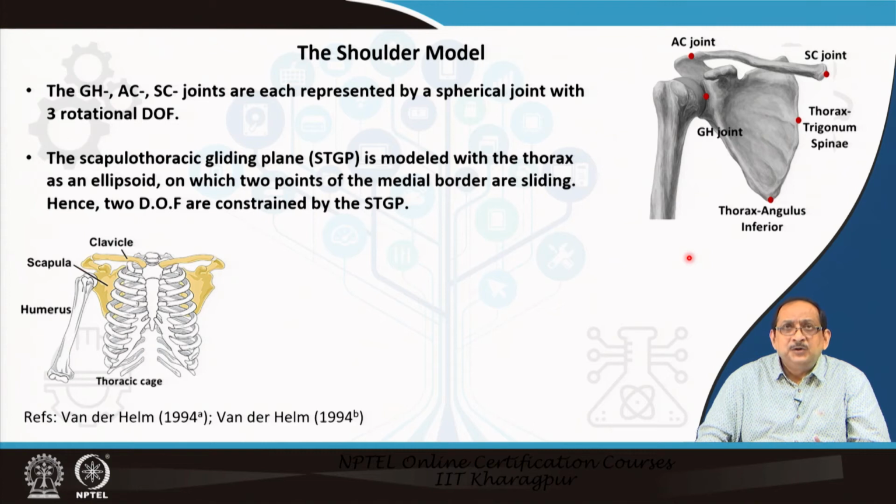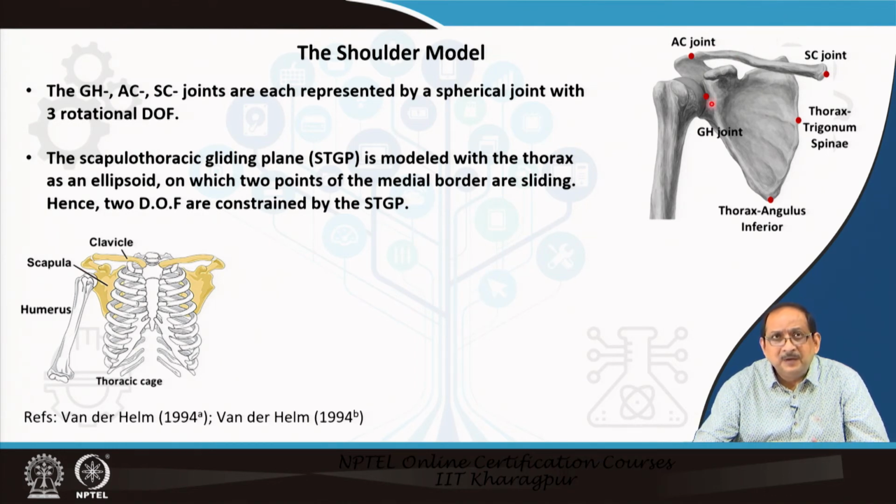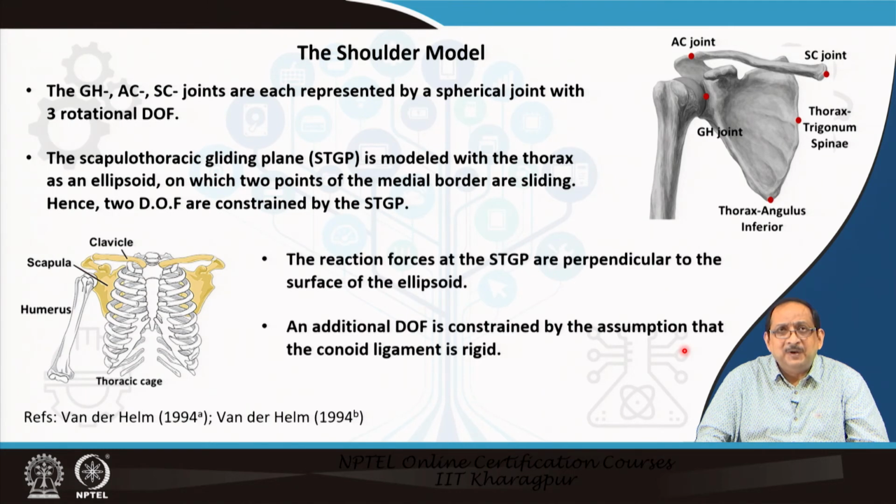Let us come to the shoulder model. The glenohumeral, acromioclavicular and sternoclavicular joints are represented by spherical joints with 3 rotational degrees of freedom. The scapulothoracic gliding plane is modeled with the thorax as an ellipsoid on which 2 points on the medial border are sliding. Hence, 2 degrees of freedom are constrained by the scapulothoracic gliding plane.